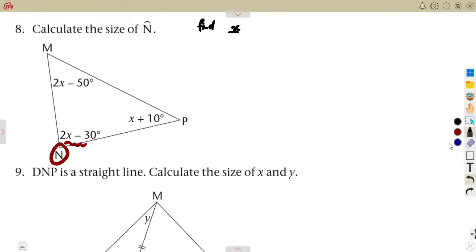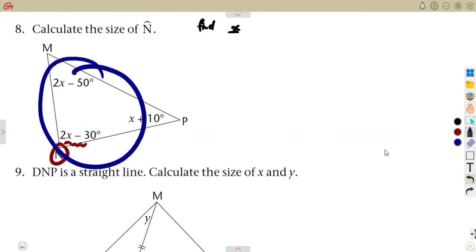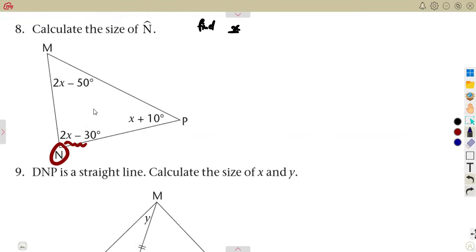So to find x, we are going to form an equation. And this equation is supposed to be true. And how is it going to be true? Angles in a triangle add up to 180 degrees. That is true. From the statement which is true, you can form an equation.